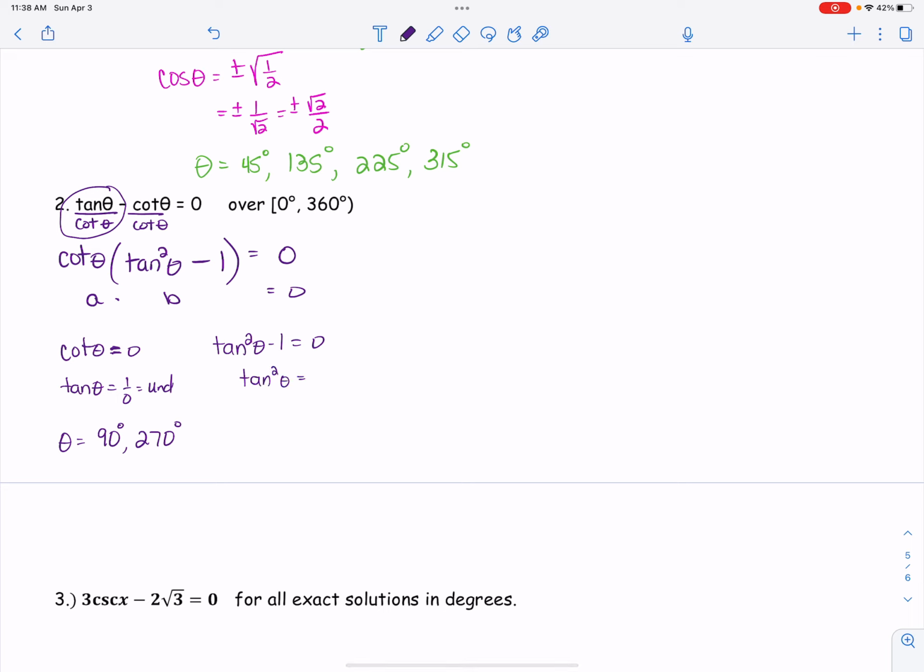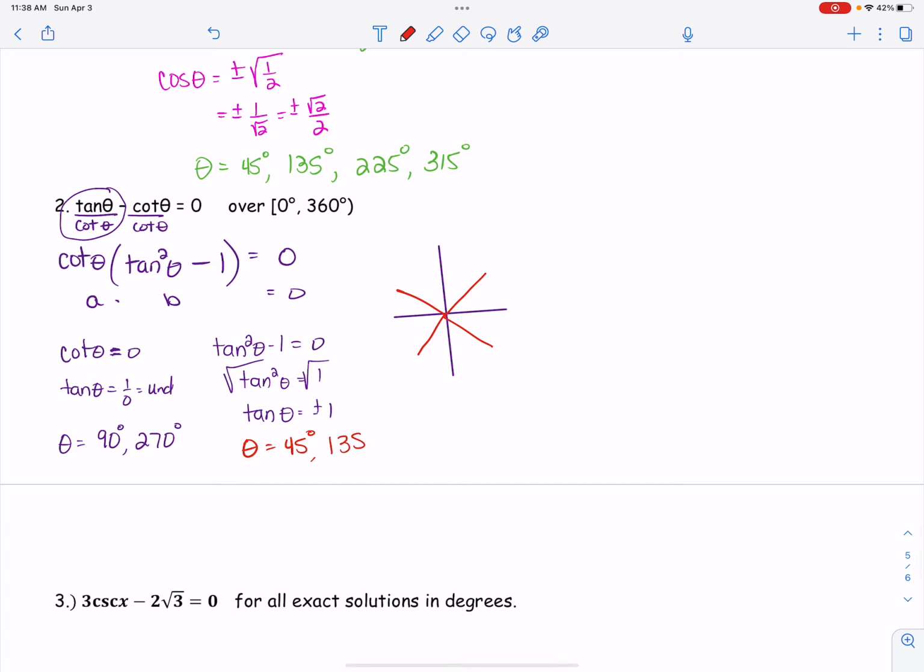The second one, I'm going to add 1 to both sides and square root. So I'm looking for where does the tangent of theta equal plus or minus 1? Well, tangent of theta is 1 at 45 degrees, and since I want all 4, it's going to be positive, negative, positive, negative. I want all 4 of them. Giving you a lot of degree ones. I wish I would have made more of them radians. 45, 135, 225, and 315.